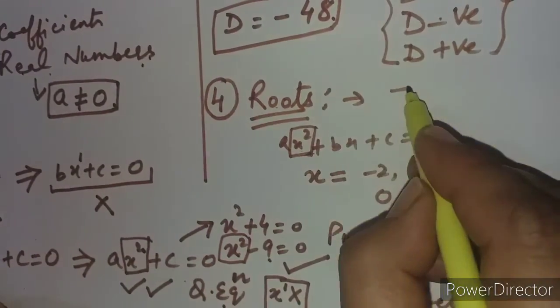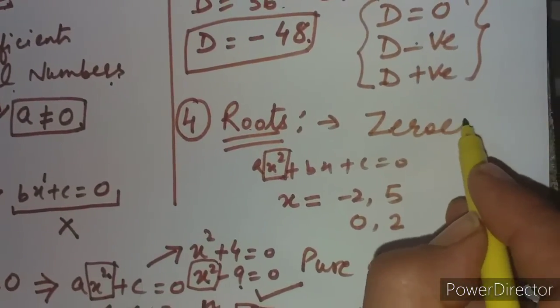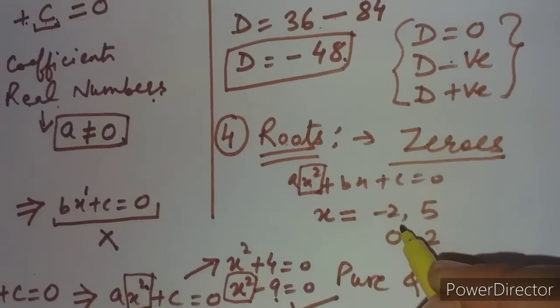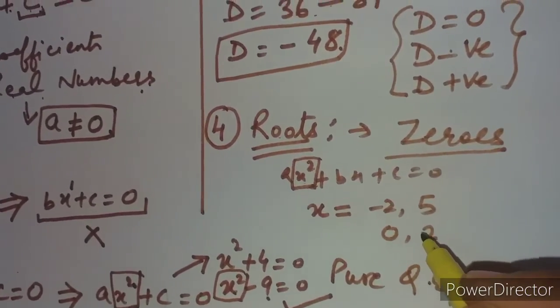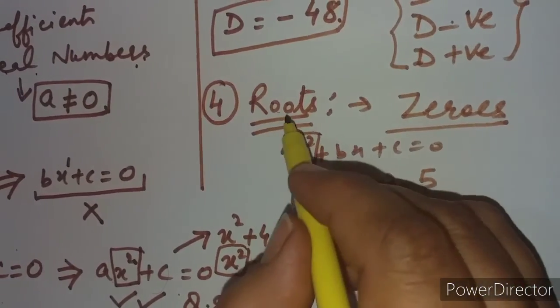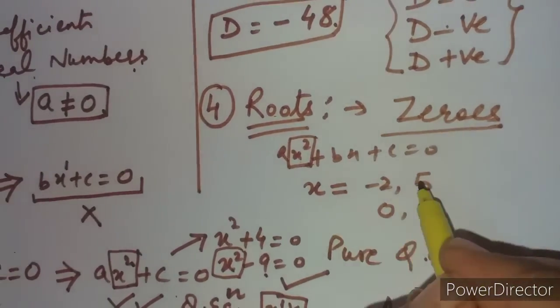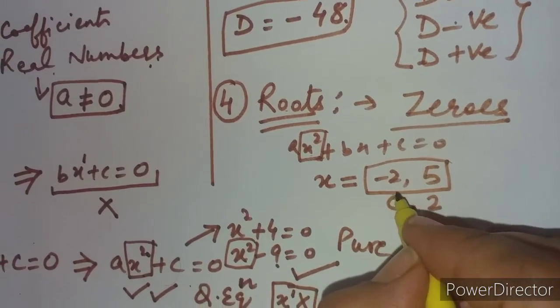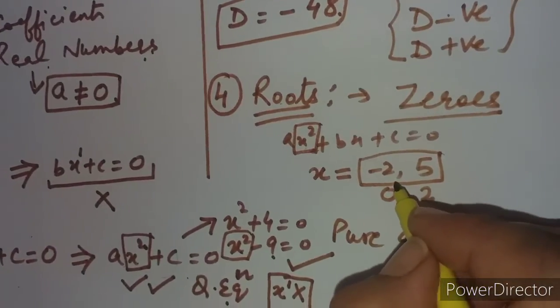We call them roots also, we call them zeros also. These are some terms related to the solution part that I will take up separately in detail. I have given the meaning only of the roots. The roots are simply the values of the unknown after solving the quadratic equation.